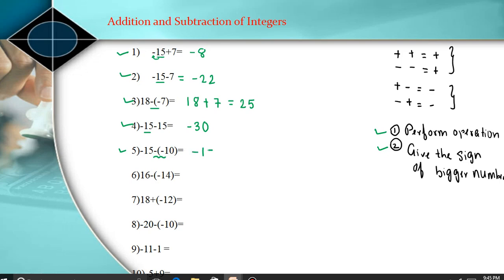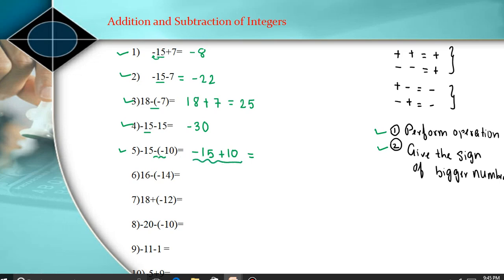So minus 15 minus into minus becomes plus. So first simplify it. So the question becomes in this way now. Now you have to solve. Now children, say me, minus plus becomes what? Now see, once you simplify the question, your question is this one now.